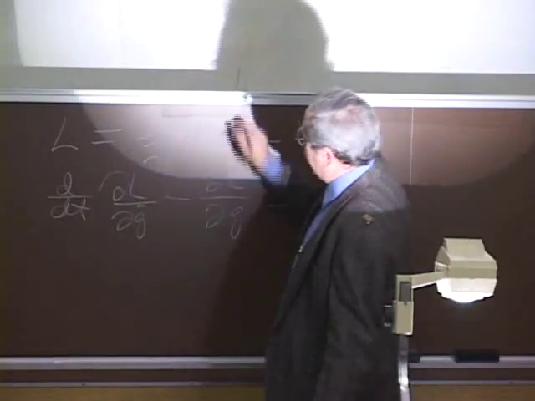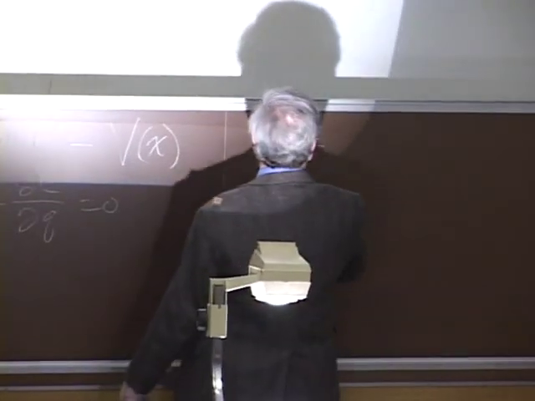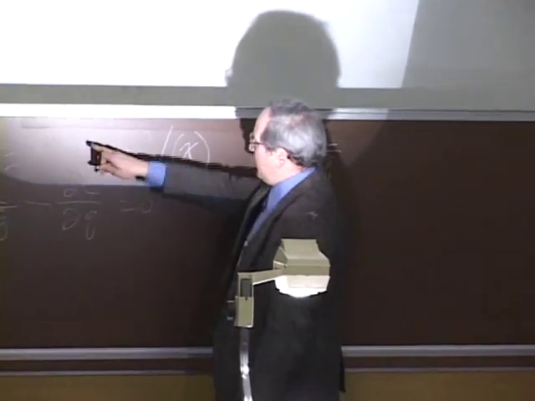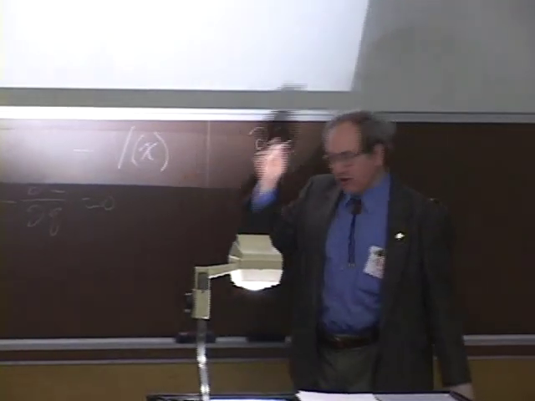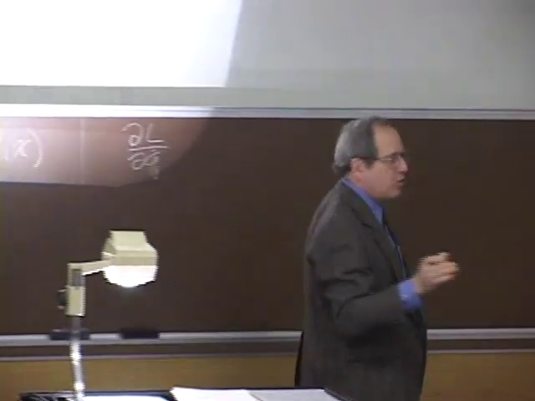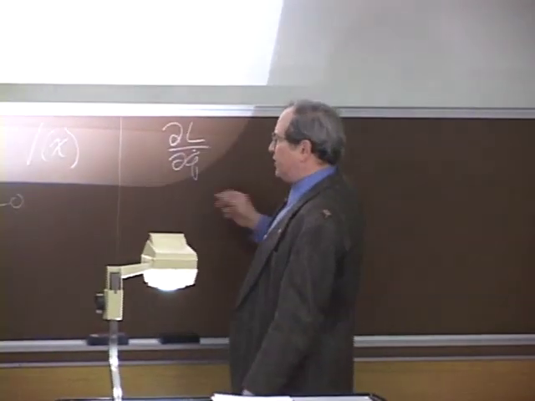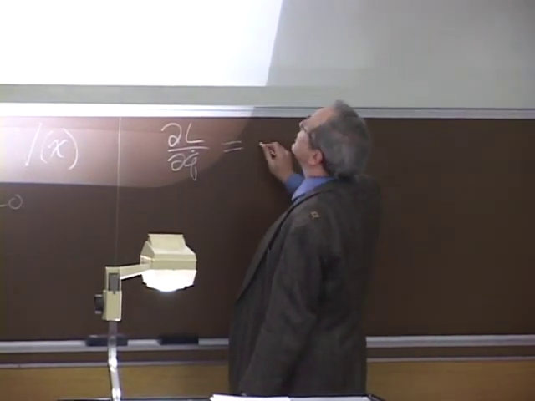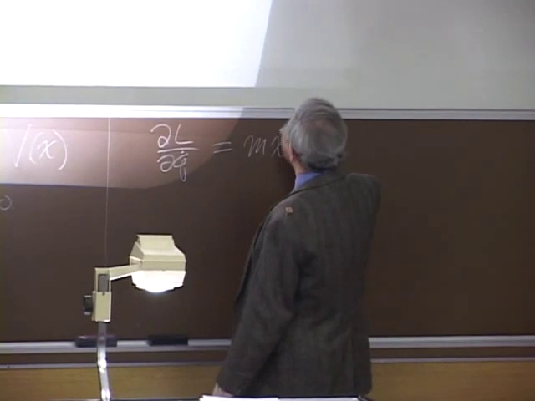You say, okay, I'm going to take a partial derivative. What's dL/dq dot? Well, what's the q? q is x dot here, x is q. I've just done an alpha renaming, but we'll worry about that later. This is m x dot.